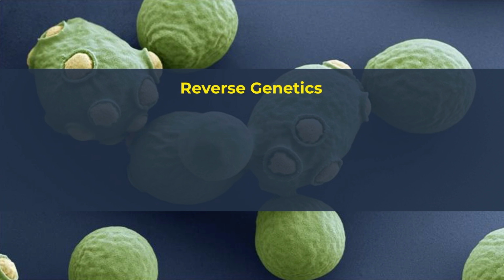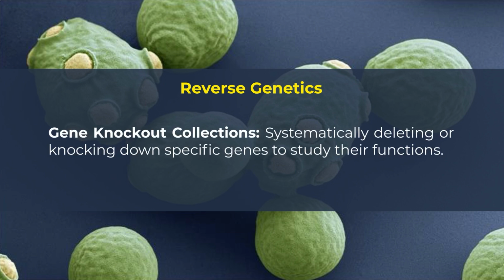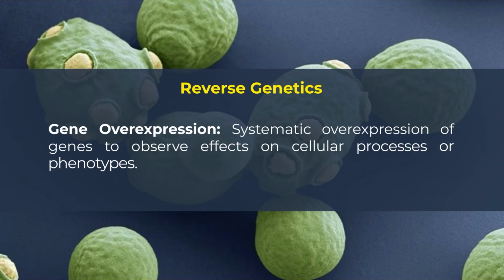Next is reverse genetics based screening. Here it involves gene knockout collections, systematically deleting or knocking down specific genes to study their function. They systematically knock out single genes and study the phenotype associated with each. If you knock out, let's say, gene X, what is the phenotype? What is the result of that particular gene deletion? That is registered in a similar way for each gene to study gene function. Then there is gene overexpression: systematic overexpression of genes to observe effects on cellular processes or phenotypes.